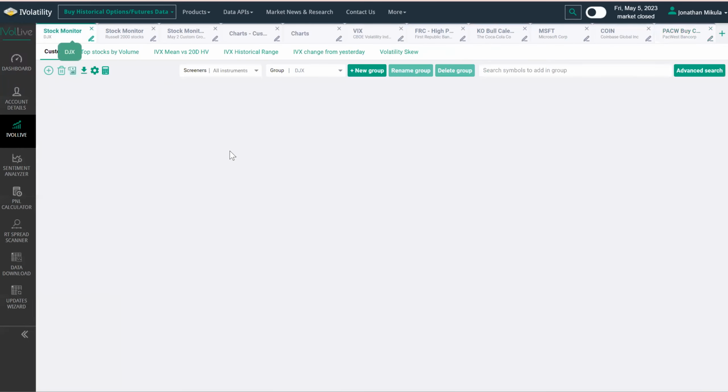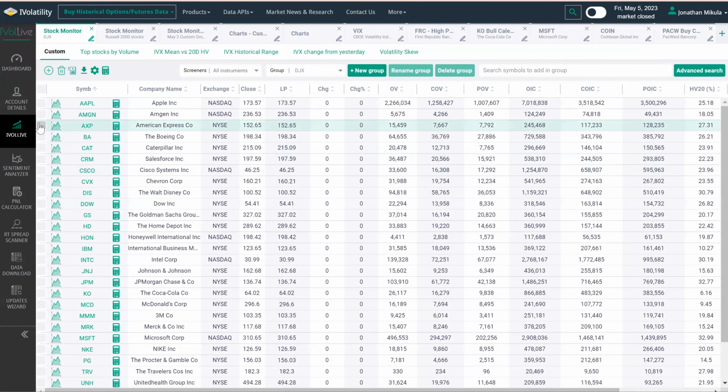But at the most basic level with IVolLive on the stock monitor, before we get custom, I just want to show how we do things at a high level. At a high level, you're able to run really cool scans against different groups of stocks. You can see this says DJX, so that's how we know right now we're running a screen against the DJX, the Dow Jones.